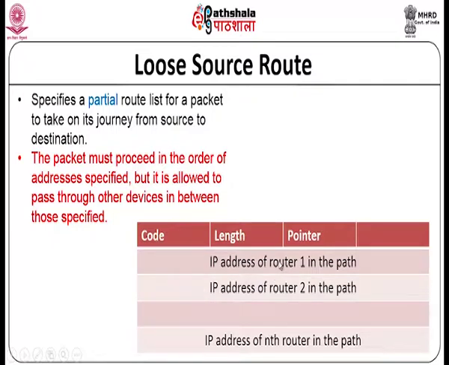So to go from router 1 to router 2, if it were to visit some other router 10, that is allowed. You can allow it to go from router 1 to router 10 and then to router 2, but it definitely will visit router 2. In strict source routing, you will not be allowed to do that; you will have to go from router 1 to router 2 directly. So that is the idea used here. The fields are pretty much the same as what is specified for strict source routing.